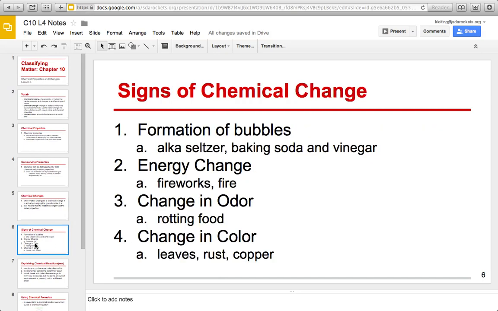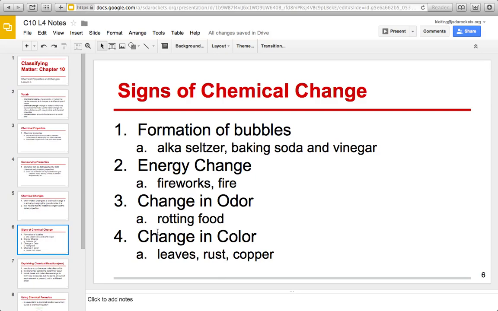Alright, so there are a few different signs of chemical change. The formation of bubbles, right? We just talked about that with hydrogen peroxide. We can also picture this as Alka-Seltzer, those bonds breaking, making bubbles. Baking soda and vinegar is another good example of this. The energy change, which would be fireworks and fire. Change in odor, right? When those chemicals start to rearrange, that rotting food gets a lot stinkier.